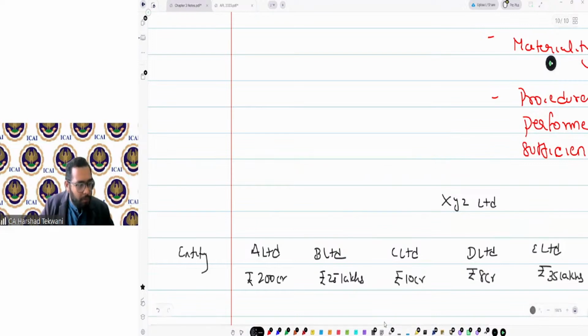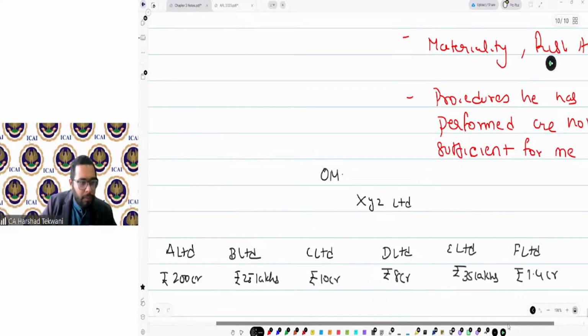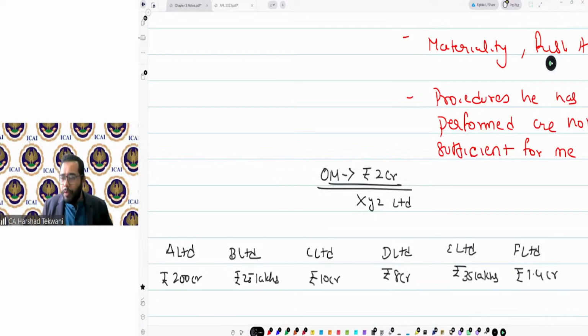Entity turnover. Now my overall materiality, let's say, is 2 CR of the company. Overall materiality of the company is 2 CR. Now which entities will I exclude from here? You tell me which entities I will exclude from here. Out of A, B, C, D, E, F, which entities will I exclude, or I can exclude based on materiality?